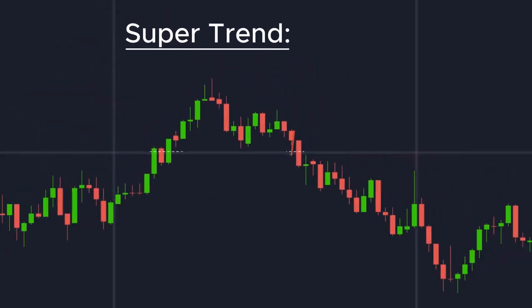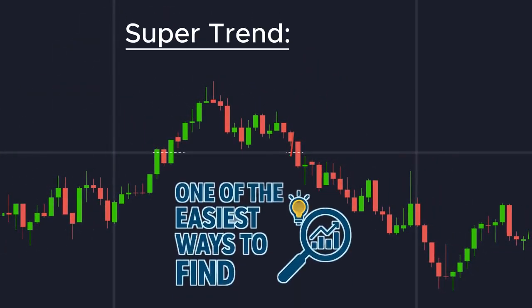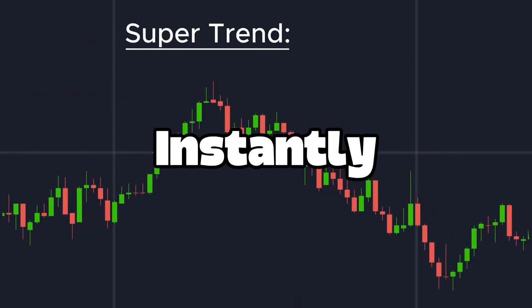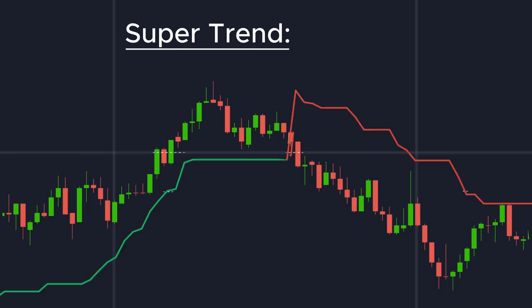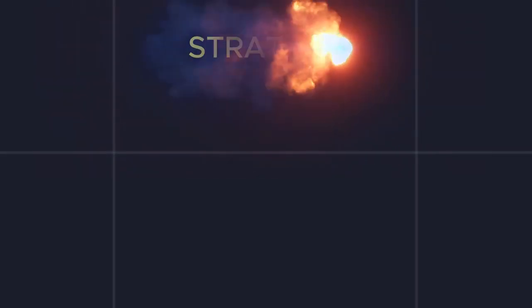Now let's talk about the Supertrend. The Supertrend is one of the easiest ways to read market direction. It instantly shows whether the trend is bullish or bearish, so we know if we should be looking for buys or sells. All right, let's move straight into the strategy.